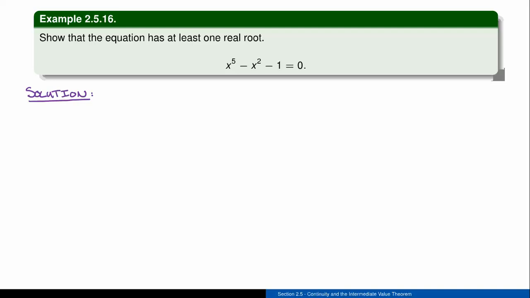In this example, we're actually going to bring out this big gun, this intermediate value theorem, to attack some of these classic equations. We're going to be looking at the equation x to the fifth minus x squared minus 1 equals 0, and we're going to try to show that this equation has at least one solution.